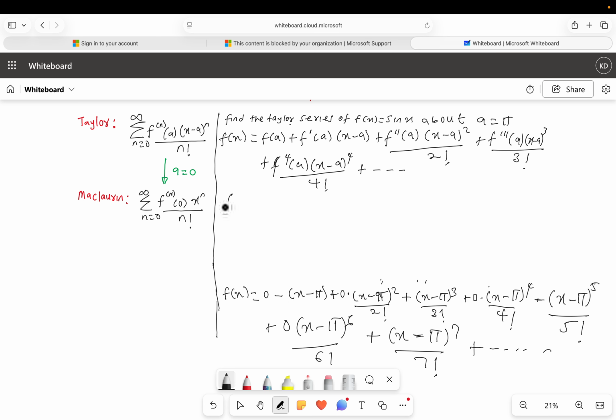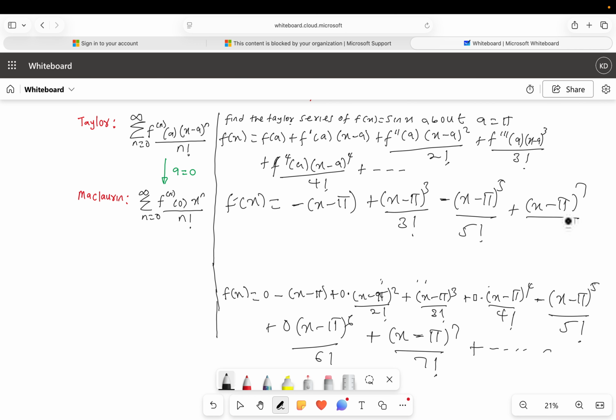So f of x will just be minus x minus pi, plus x minus pi cubed all over 3 factorial, then minus x minus pi to the power 5 all over 5 factorial. Then I will have plus x minus pi to the power 7 all over 7 factorial, and it will keep on moving.